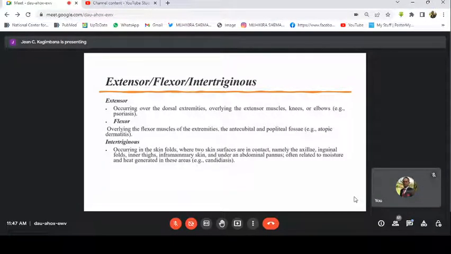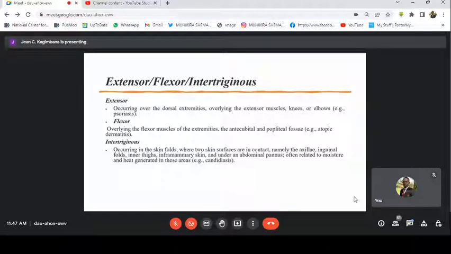Now, extensor, flexor, intertriginous. Extensors, okay? This is characteristic on some disease like psoriasis, which is characteristic and which is a clue of diagnosis. If you have hyperkeratotic plaques on extensor surfaces or on elbows in psoriasis.